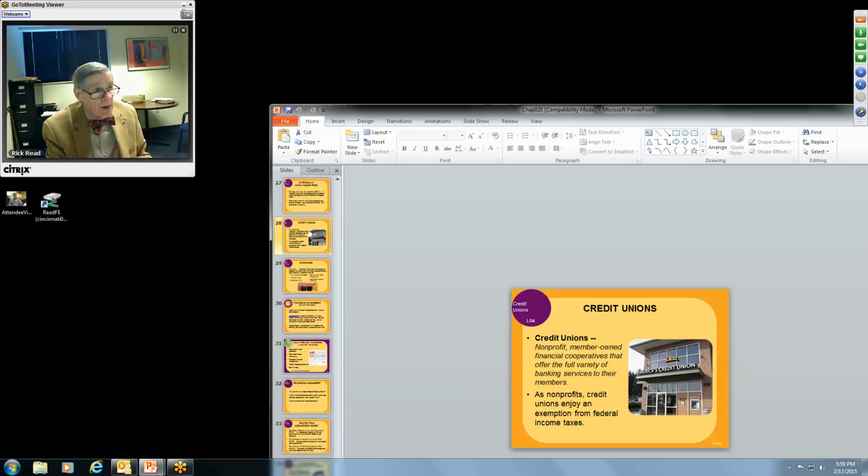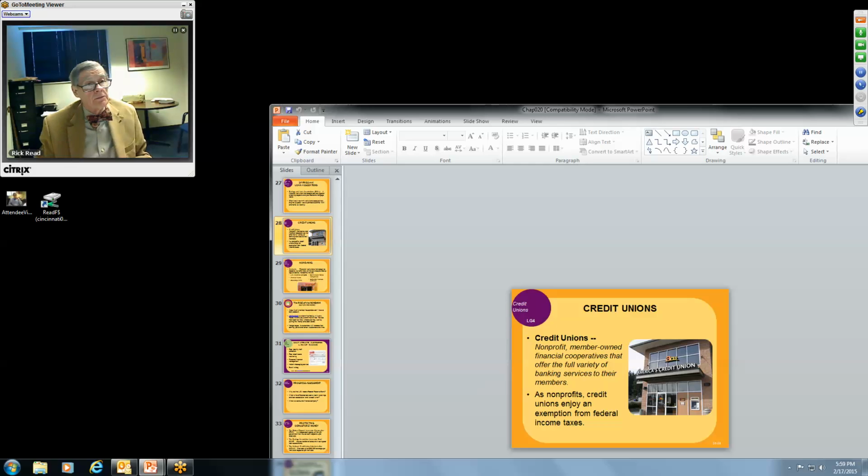Notice it uses the term financial cooperatives. Most of them offer a wide variety of services, the same as normal banks do. Because they're a nonprofit, they enjoy exemptions from federal income tax.